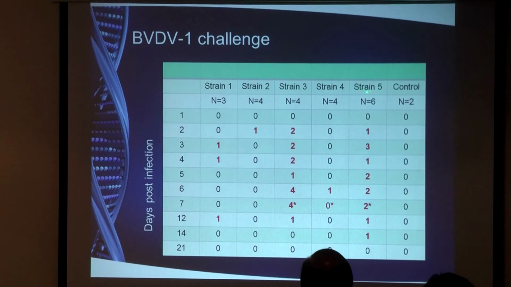But 3 and 5 were actually very consistent, or relatively consistent for BVDV. And these asterisks show where we've detected the virus in serum as well as in nasal swabs. So we then went ahead and repeated some of those vaccination trials with this strain 5 on the basis that it was detected in nasal swabs for a more continuous period.